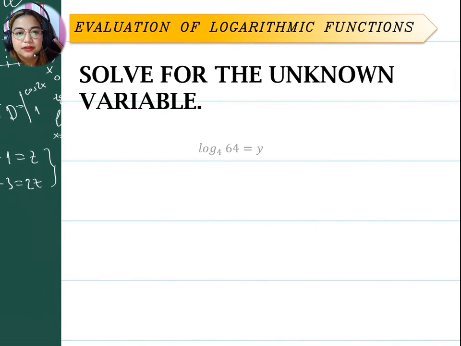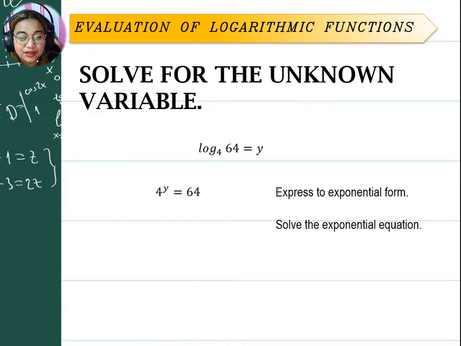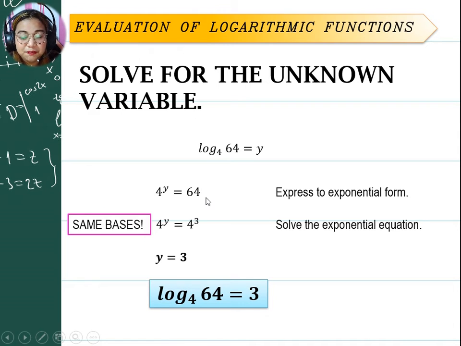Okay, another one. So we are asked to solve for the unknown variable, which is y again, no? So we have here 4 raised to y is equal to 64. And then we have to solve the exponential equation, so we can solve this by getting the bases. Dapat same sila, which is 4. So 4 raised to 3, that is equal to 64. So we have here y is equal to 3. So our logarithmic function is logarithmic of 64 base 4 equals to 3.